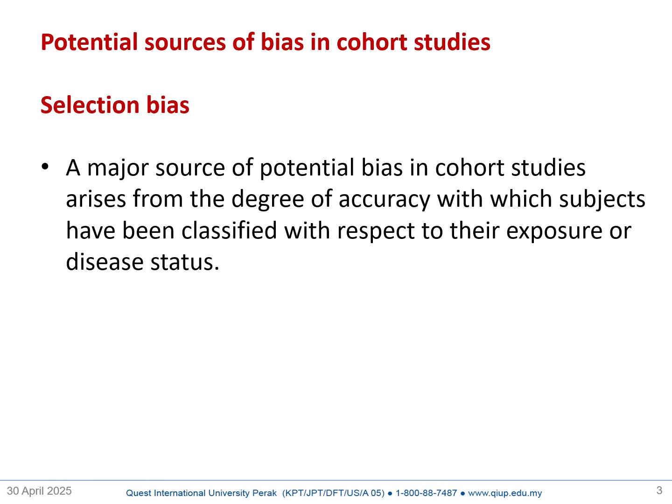Selection bias. A major source of potential bias in cohort studies arises from the degree of accuracy with which participants have been classified with respect to their exposure or disease status. We are selecting people to the exposure cohort based on their exposure status, right? We are selecting people to the control cohort based on their non-exposure to the risk factor.